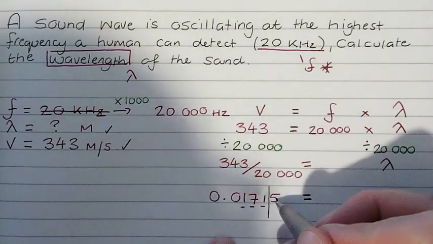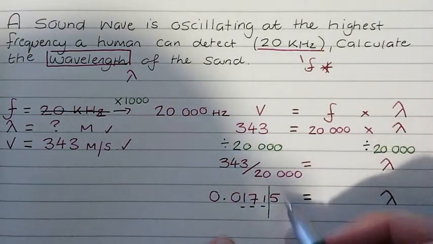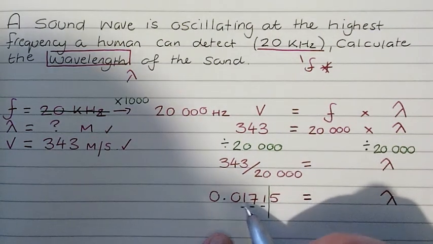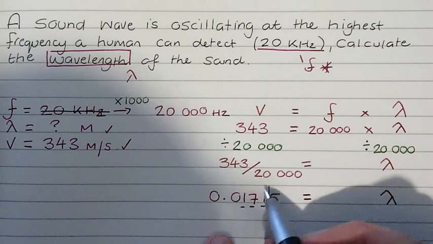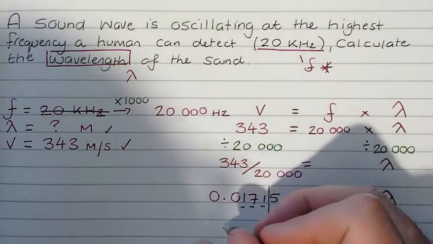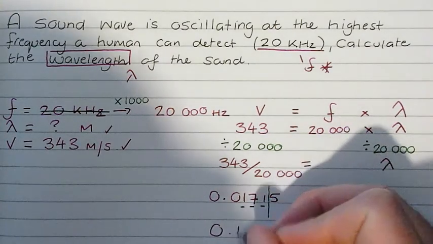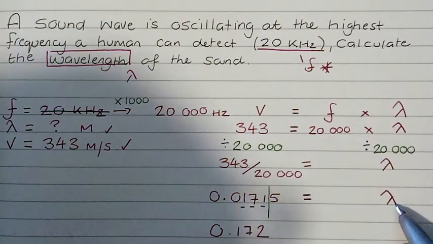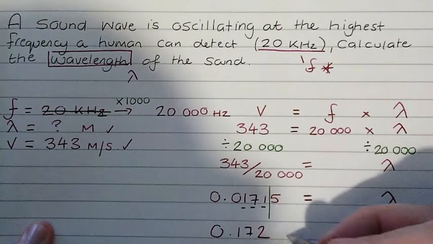So that 5, remember our rules of rounding. If it's 5 or above, it goes up. So this becomes 0.17 and this 1 becomes a 2. So our answer is 0.172. And whatever the units of wavelength are, well, they are meters.